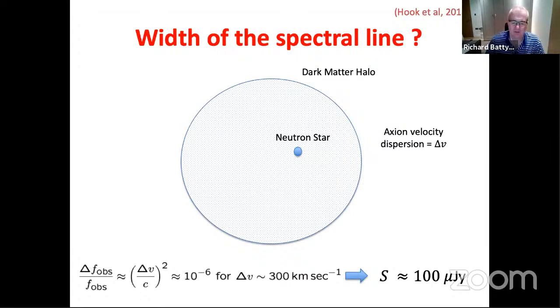This is where there are some slight differences in people's calculations. One option is that the width of the spectral line is essentially set by the velocity dispersion of the dark matter halo, delta V, which is of order a few hundred kilometers a second. So if, let's say, it was 300 kilometers a second, then we'd get a delta F over F, which is delta V over C, in the model that Hook et al. came up with, of about 10 to the minus 6. If you put that into the formula from the earlier calculation, it's about 100 microjanskys. So definitely detectable.